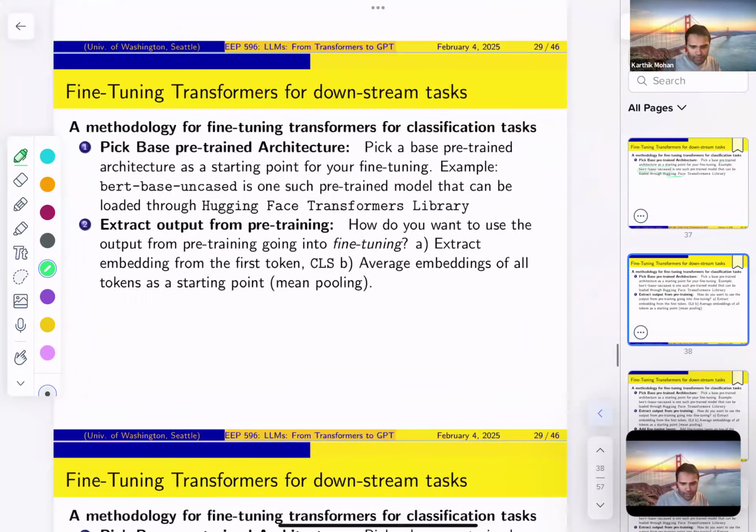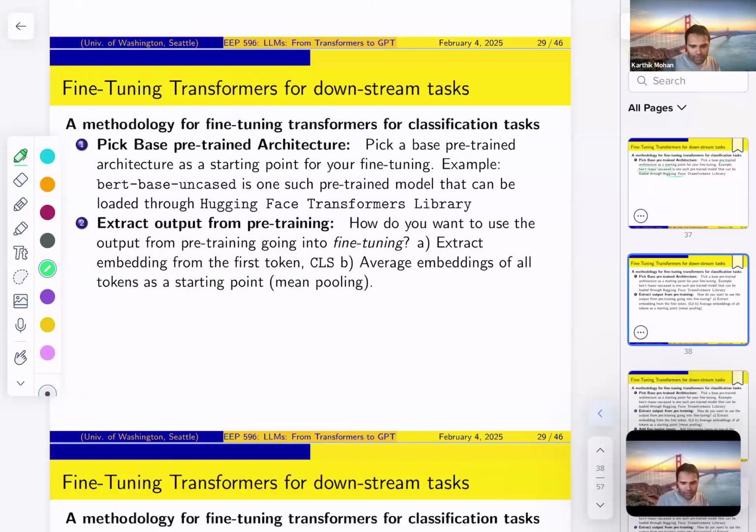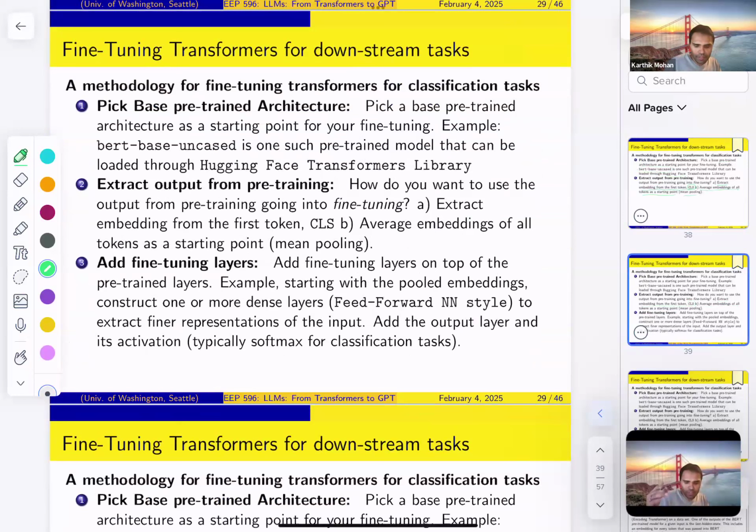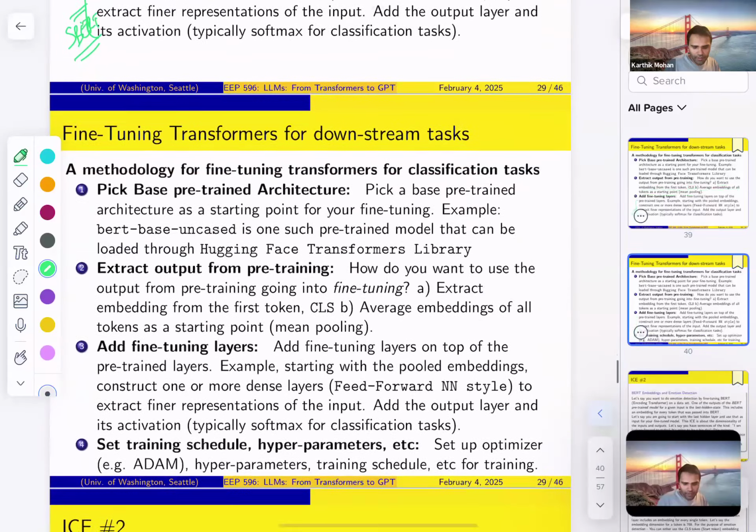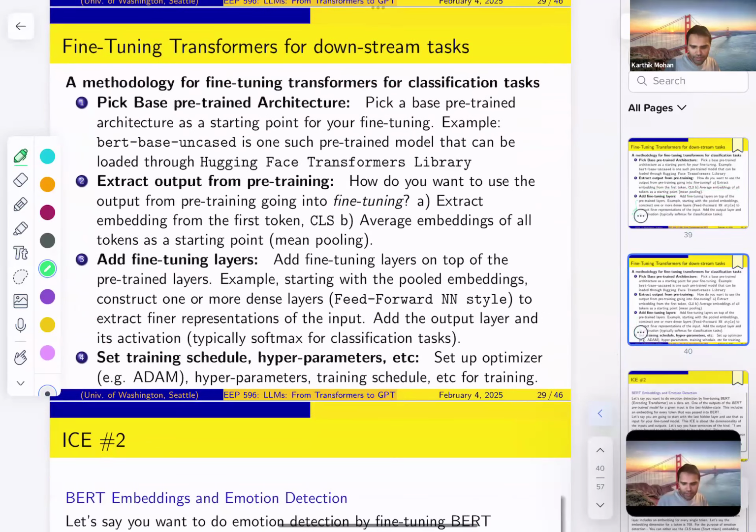So then you have to say how you want to use the output from the pre-training in fine-tuning. For example, you can extract the first token. We saw this for the CLS token. We said this could be a way to get an embedding for a sentence. You can also average embeddings as a starting point. This is mean pooling. And then you add fine-tuning layers on top of it with some new data that can help with a specific task. And this is what you're doing with SBERT, right? With part 5, you're actually fine-tuning SBERT. So you're improving on top of what's already there for a specific task. And then you set up the optimizer and everything, and then you train, right? This is the typical scenario for fine-tuning.